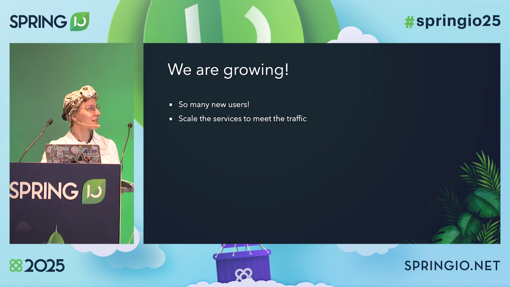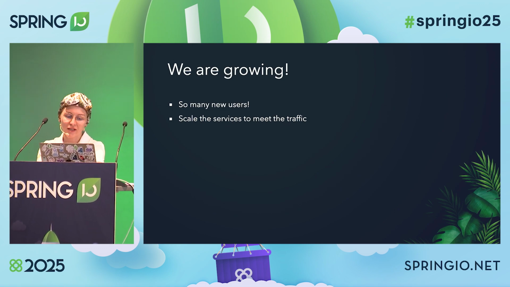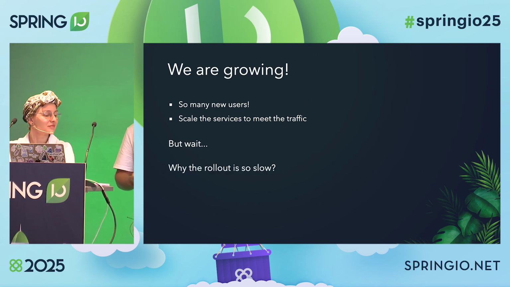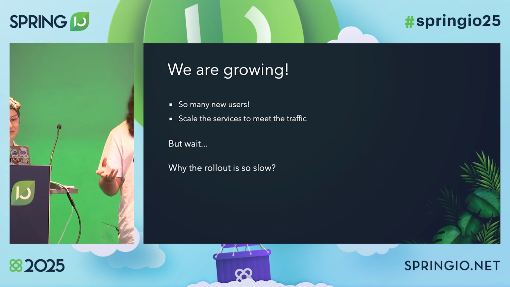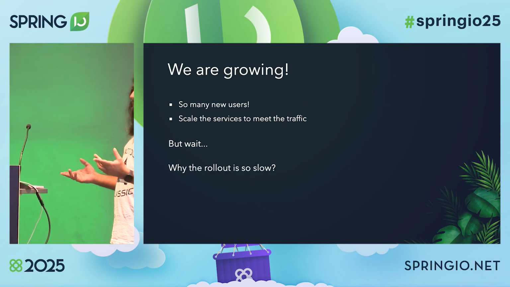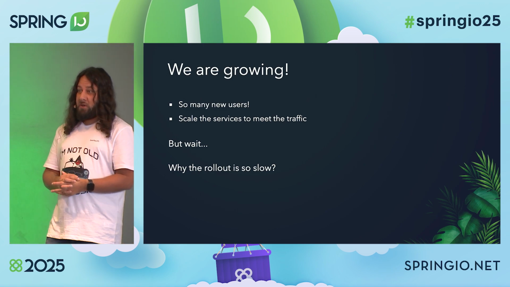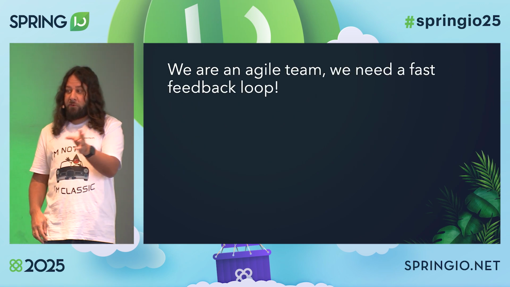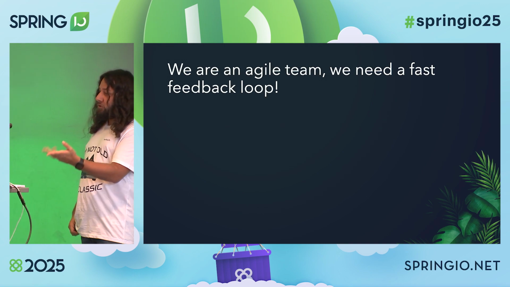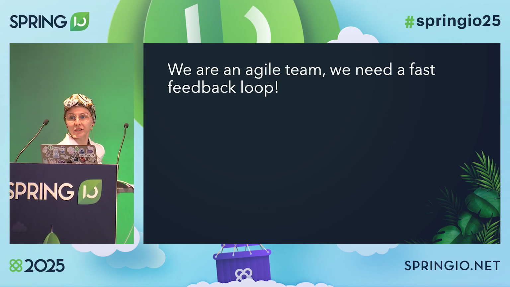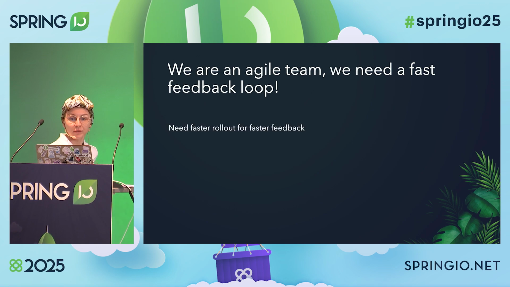Right, and the great news is that we are growing. We have so many new users, and of course, we are going to scale the services to meet the traffic. But there is an issue. 6.5 seconds for kind of small-ish applications is a long time. What if you need to roll out to thousands of servers? What if we actually need a faster feedback loop? We are an agile team and we need a fast feedback loop, so for that we need faster rollout. But the longer the start, the slower the rollout.